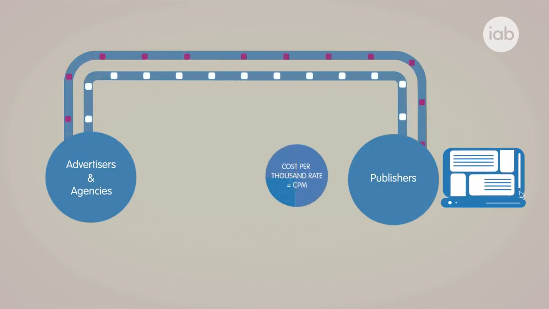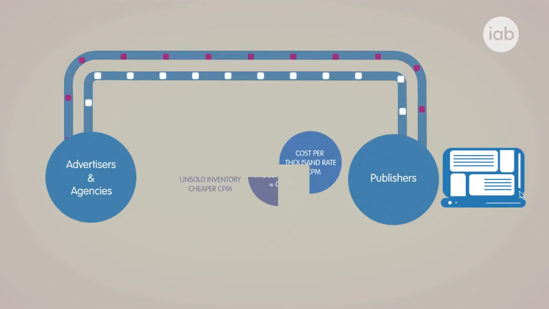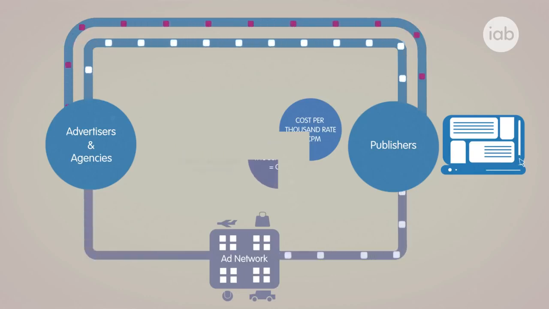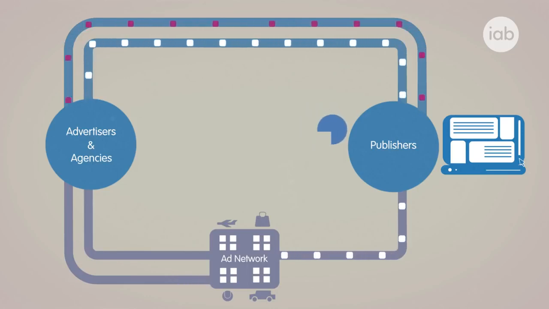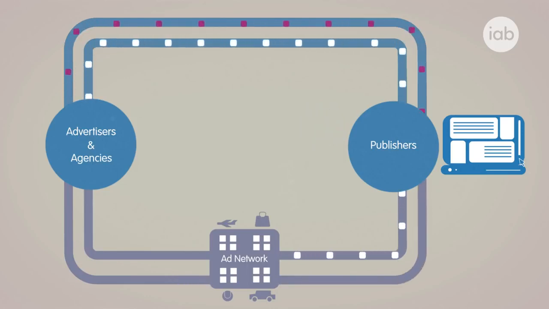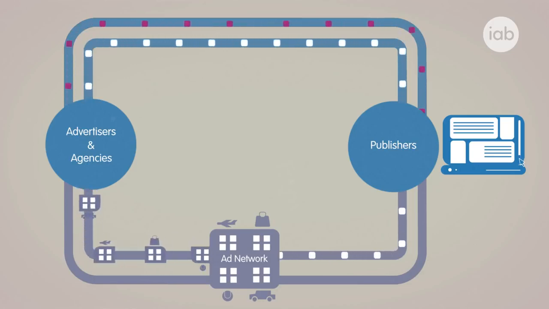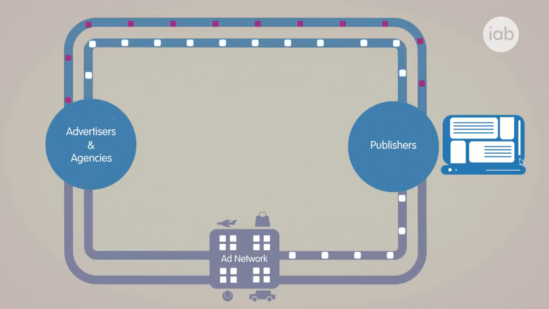Publishers who were unable to monetize all of their available inventory would sell on their remnant impressions to ad networks, who would aggregate supply from multiple publishers and sell on packaged inventory at a discounted rate. This method became known as indirect selling, with networks acting as brokers or intermediaries for publishers.